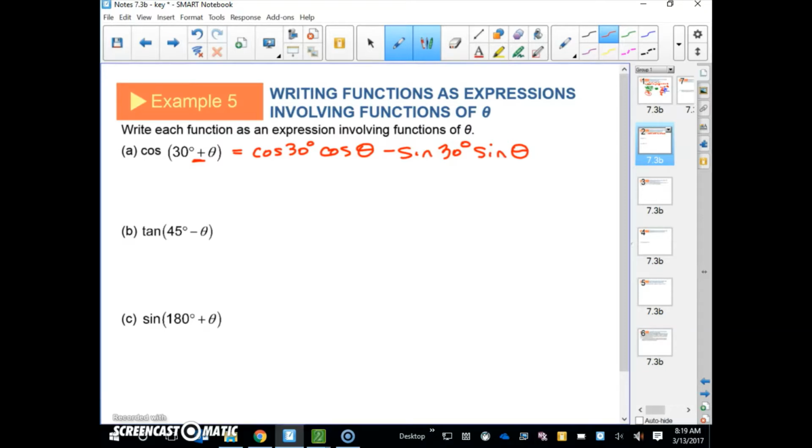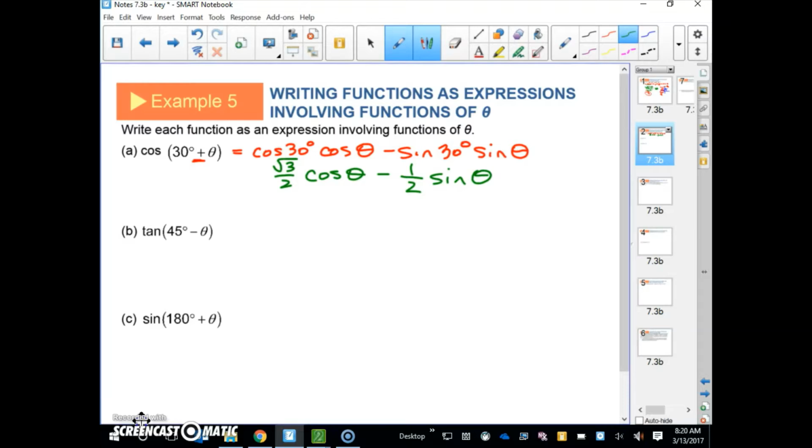Okay? So cosine 30, just straight from the chart, cosine 30 is square root of 3 over 2. So that's square root of 3 over 2 times cosine theta minus, and then sine 30, straight from the chart, is 1/2 sine theta. And that's it. That's all you can do. Okay, we're writing it as a function of theta. That's it. That's the answer.